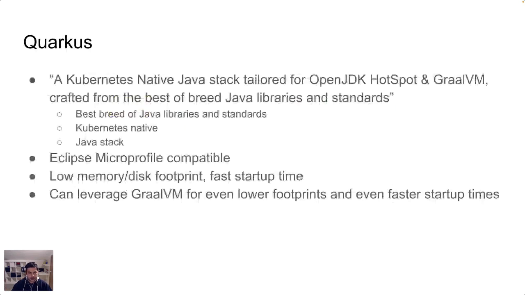Before going into more detail on Knative, because there are other things like channels and brokers, I also want to talk about Quarkus. Quarkus is a Kubernetes native Java stack that is tailored for OpenJDK HotSpot and GraalVM, crafted from the best-of-breed Java libraries and standards. It's Kubernetes native, and it's a Java stack.